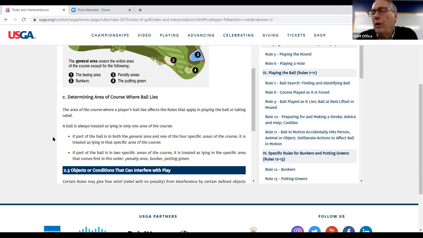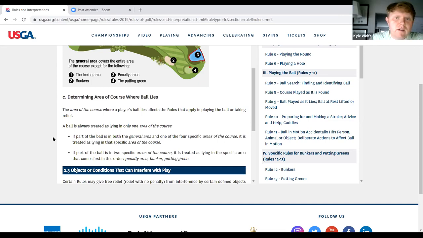And the red line is where? On the curb? Yes, the red line is on the top of the curb. Well, like Mara said, if the ball is touching that red line, it's considered to be in the penalty area. Yeah, that's what I thought. And you would not be allowed to get free relief.